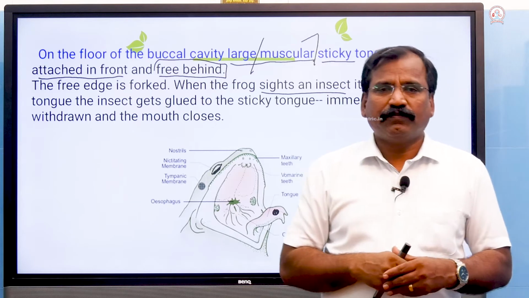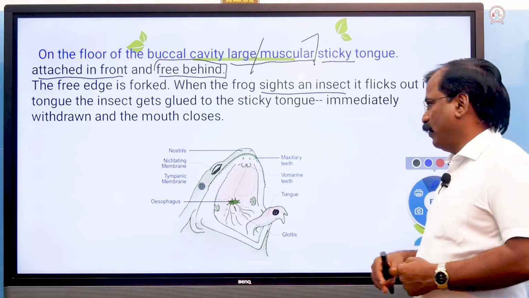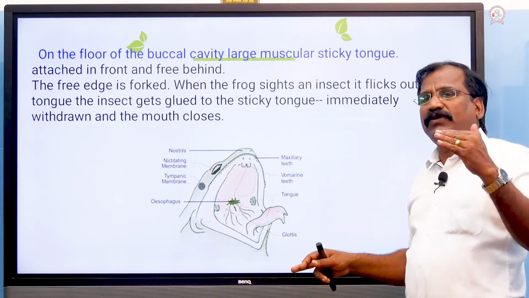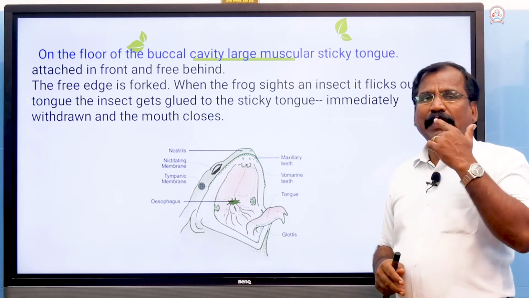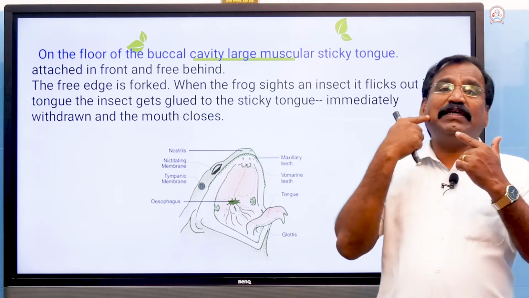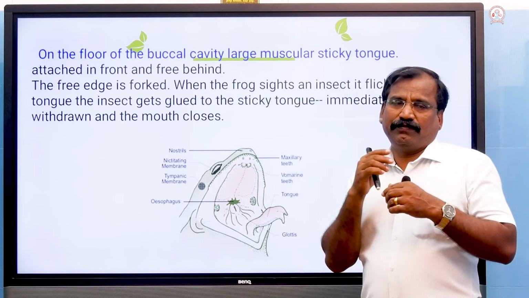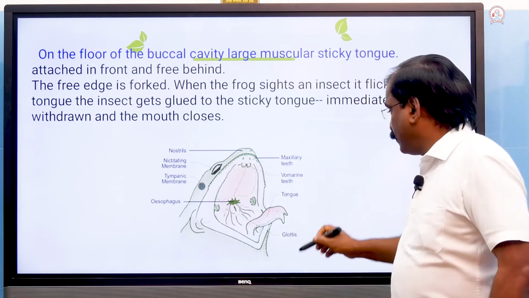So thus it catches the food with the help of the long bifid sticky muscular tongue. The anterior end is attached and the posterior end is free. That free end is forked.